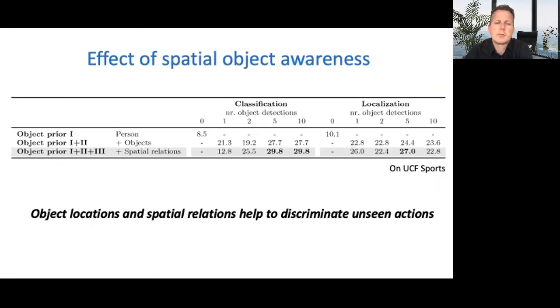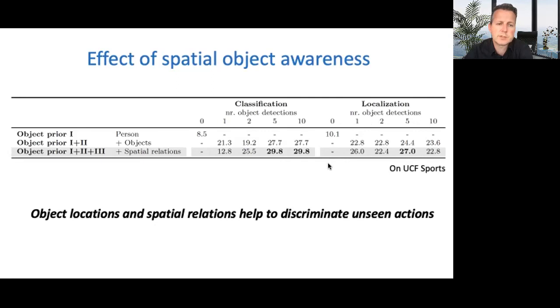Now, what is the effect of being spatially aware? We did an experiment on UCF Sports for both action classification, so what action, and action localization, where we mean localization in both space and time. If we only have an actor detector, that is actually by itself a reasonable prior. For action classification on UCF Sports, that gives us an accuracy of 8.5, which is much better than random. And also for localization, it gives a reasonable result.